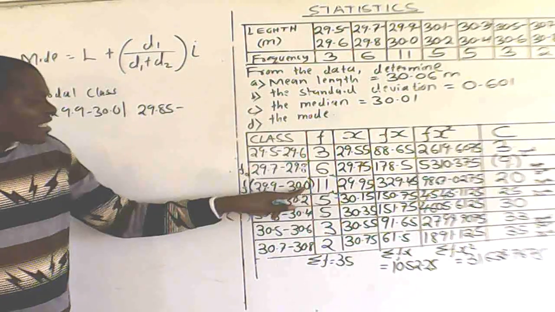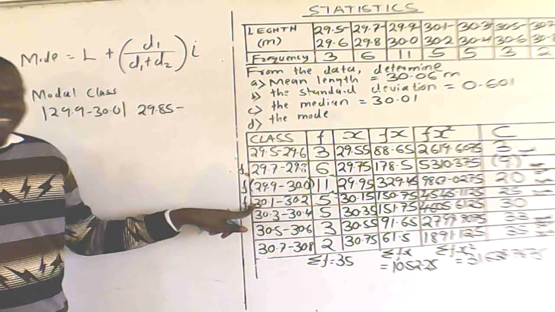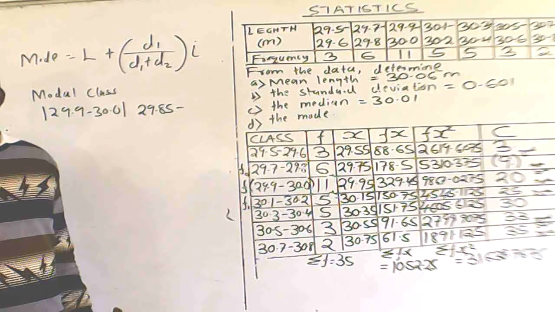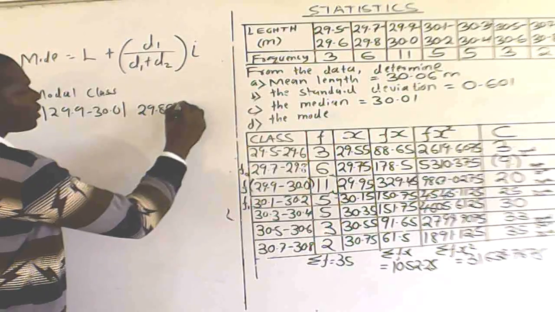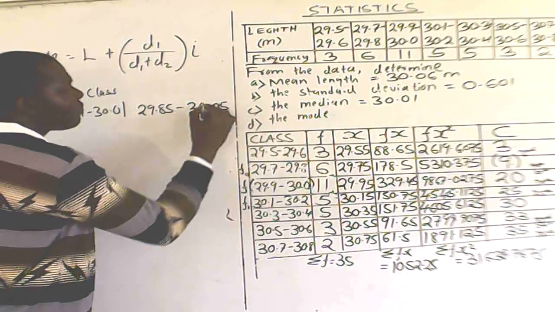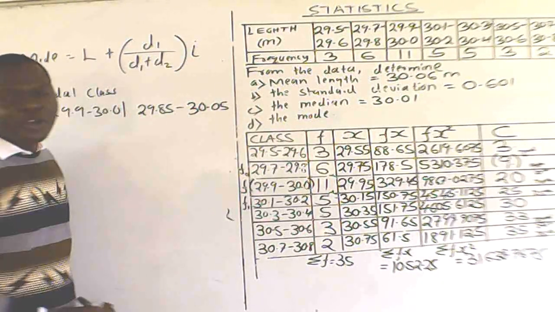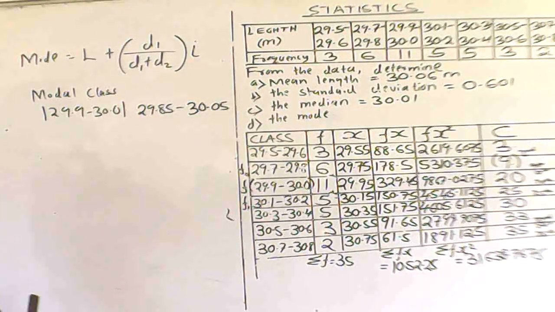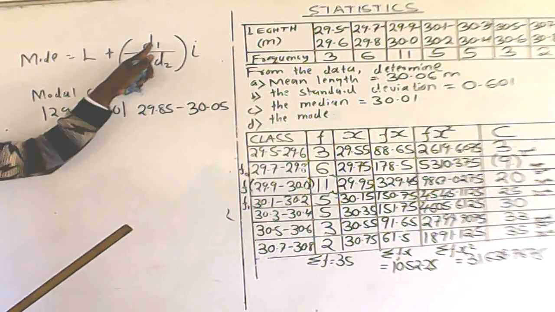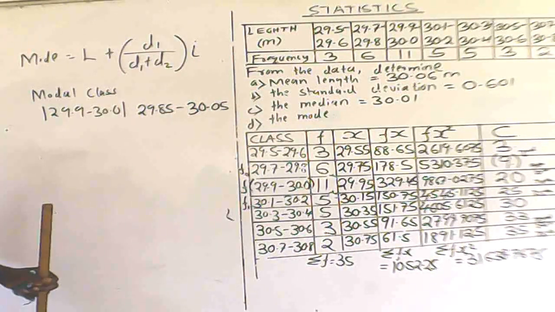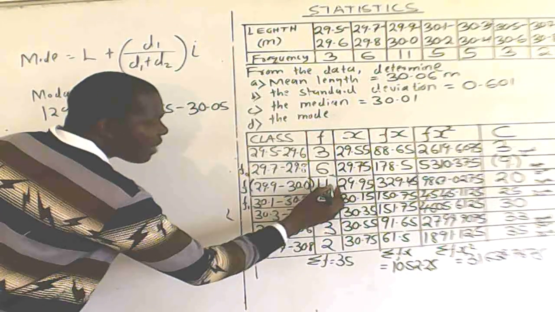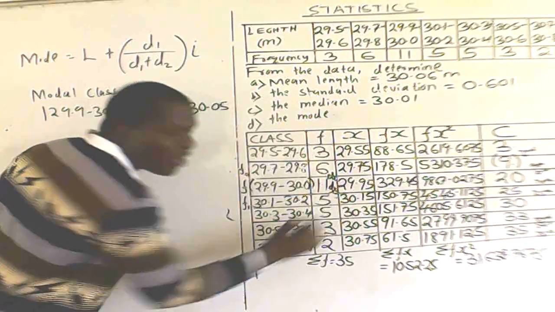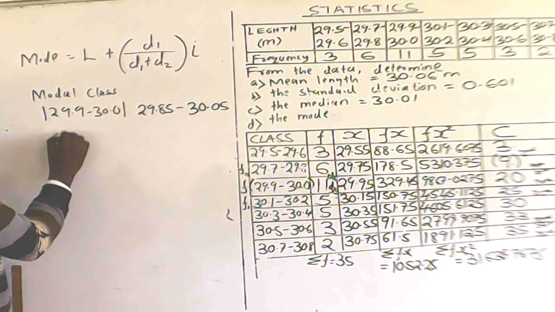29.85. Then our modal class has ended at 30.0, the other class has started at 30.1, isn't it? So the average there gives you the upper class limit, which is 30.05. That is 30.0 plus 30.1 divided by 2, isn't it? Are we together? 30.05. So from there, we now want to identify the D's. So our 11 is here, meaning the frequency, the D1 is going to be on top and the D2 below, isn't it?